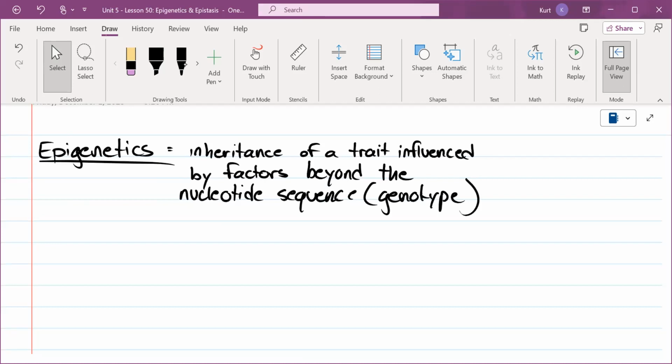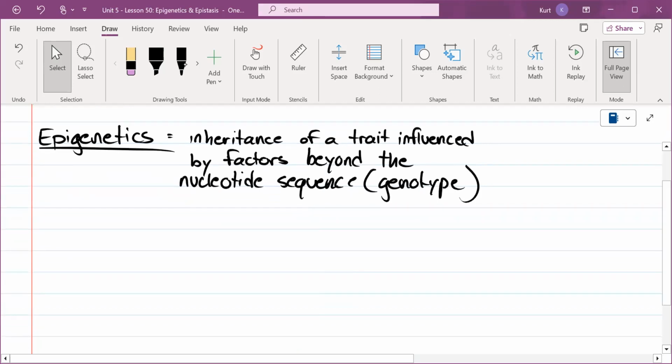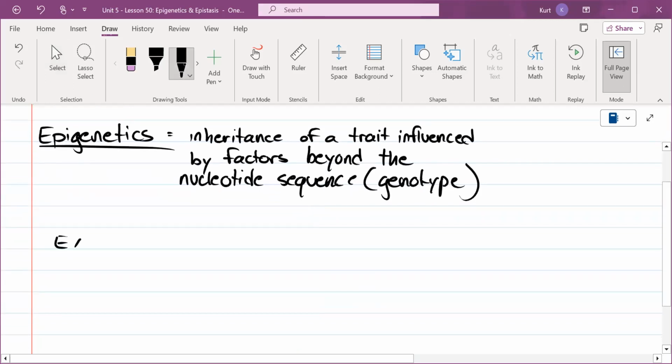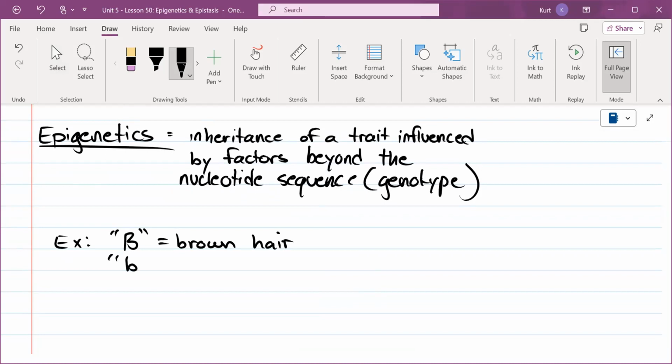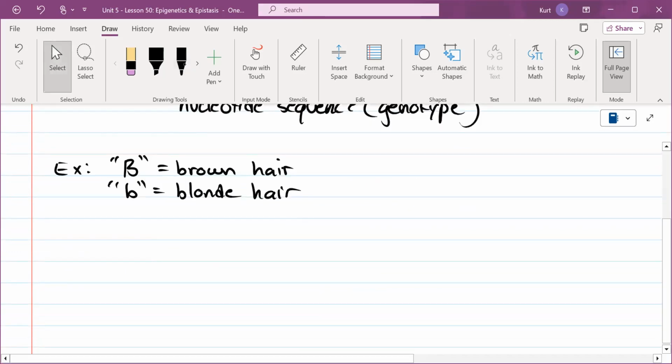So I want to remind you that just because you don't show a trait doesn't mean it isn't there. It just might be covered up. It might be masked. So the example I want to give here today is going to be a dominant allele is going to equal brown hair. And a recessive allele is going to equal blonde hair. Okay?